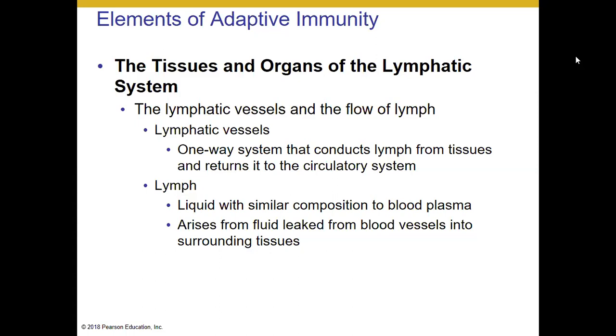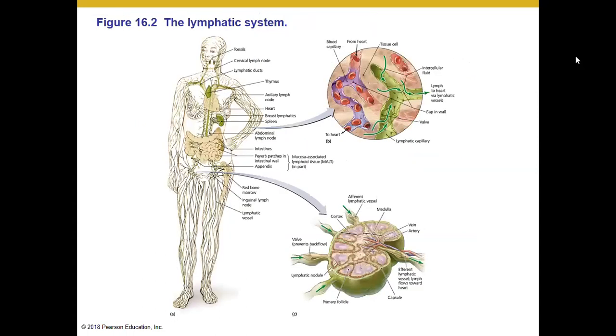Okay? If you want to know more about that, take A&P, when do we do that? A&P 2, is when we do the lymphatic system. So here you can just see a diagram of the lymphatic system. It does kind of mirror or follow your circulatory system.